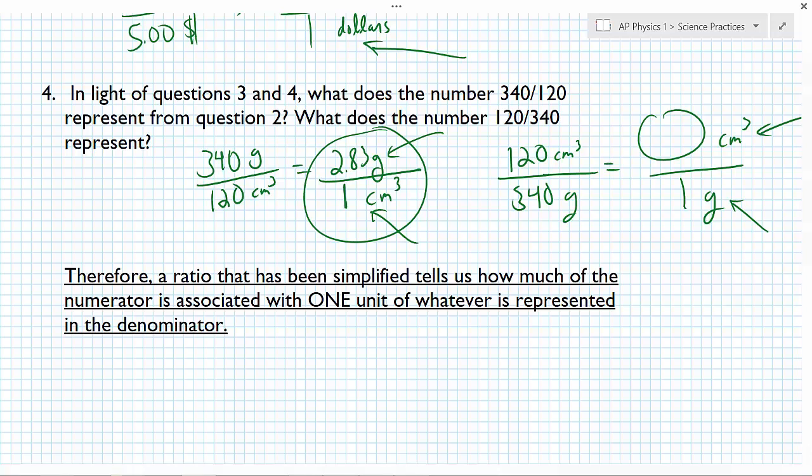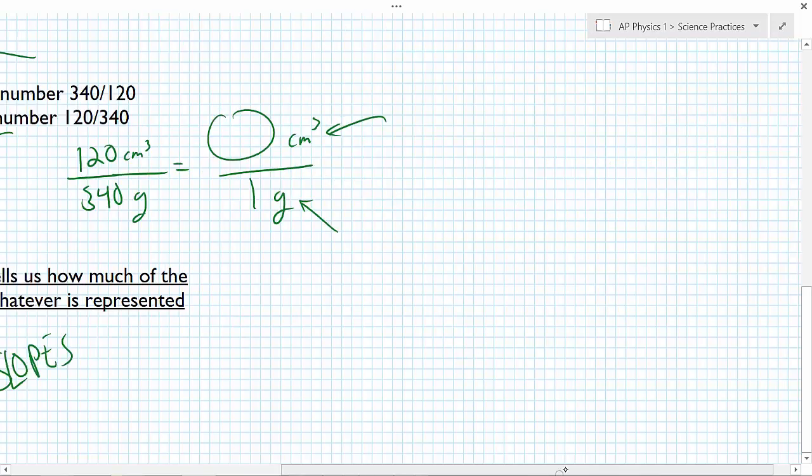So what is a ratio? A ratio that has been simplified tells us how much of the numerator is associated with 1 unit of whatever is represented in the denominator. And we're going to use this a lot this year with slopes. This has been a brief discussion on ratios, and I hope that this has been helpful.